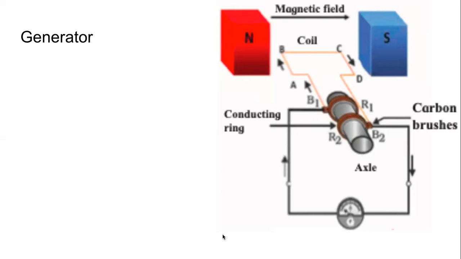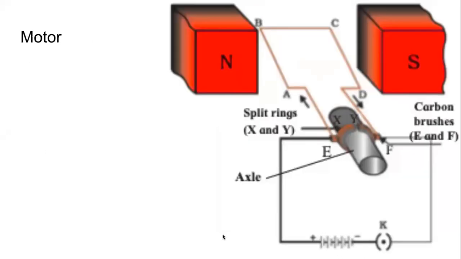So if the arrangement of the rings is like this, then the device will be an AC device. If the arrangement of the rings is like this, then it will be a DC device. Very important and very simple.